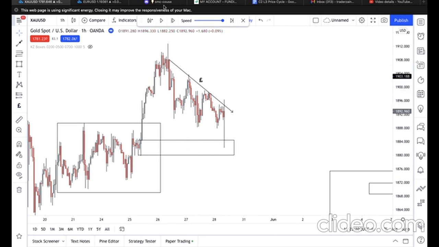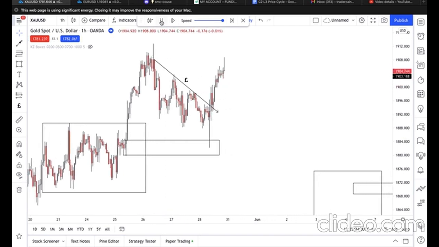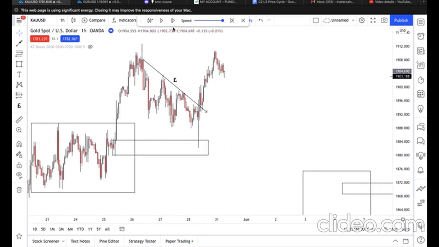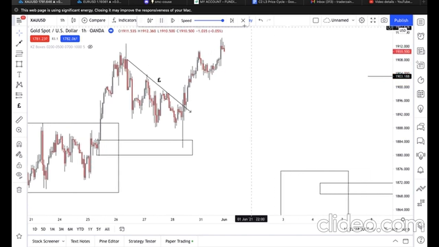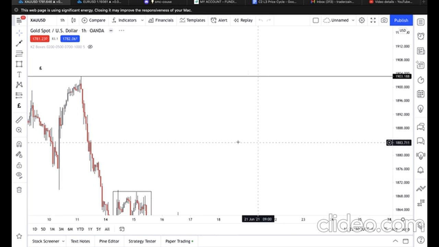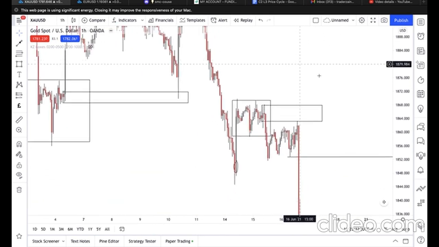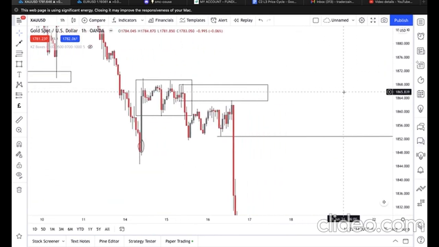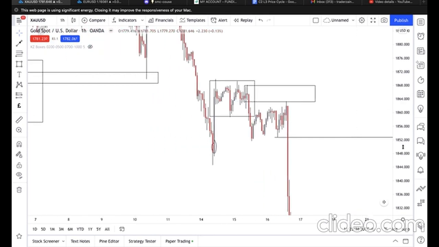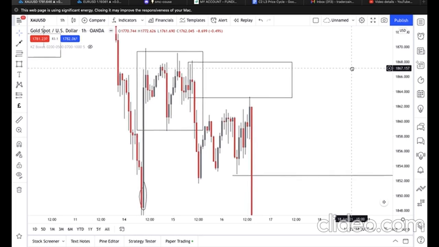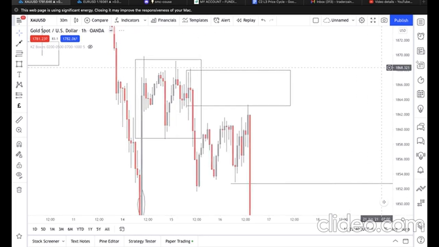And what's it going to do now? It's going to shoot up to take out that liquidity. Boom. Liquidity has now been taken out. Now, let's move over to the next example. This example right over here. Let's go to the 30-minute.